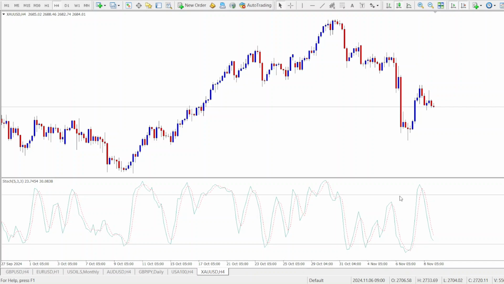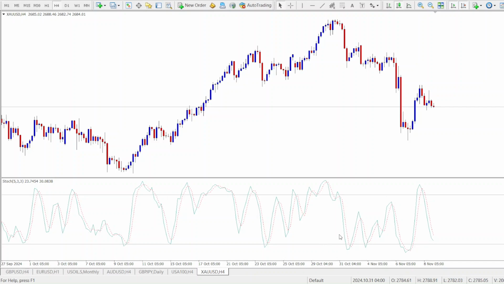Tweaking the settings can lead to more accurate signals. It does not guarantee profit, so please take note of that. Even tweaking the settings does not guarantee profit. But it can give you better signals for the 4-hour chart.